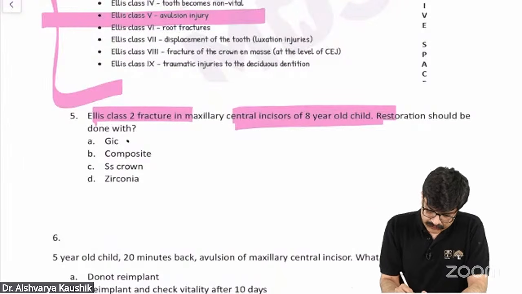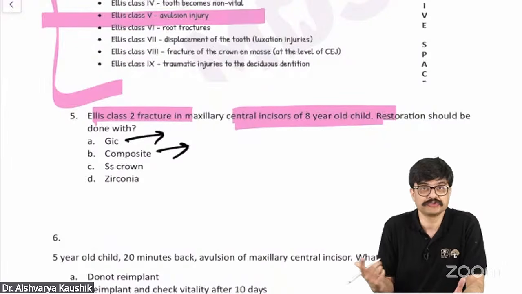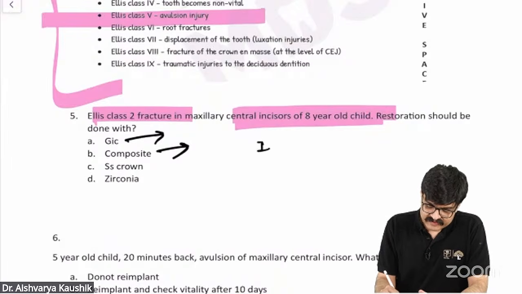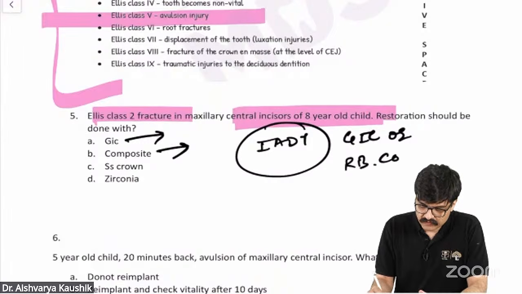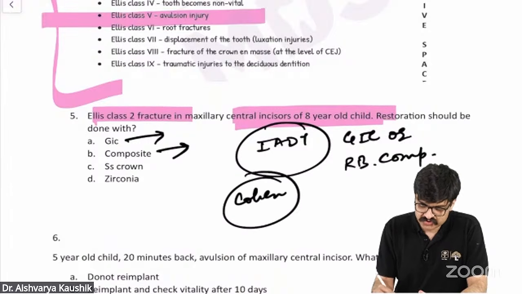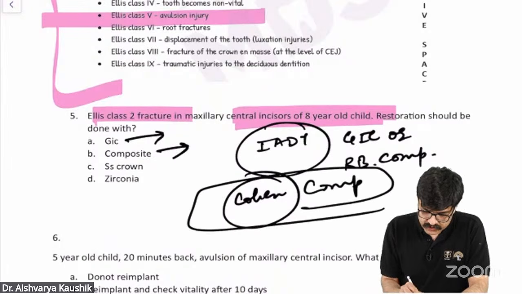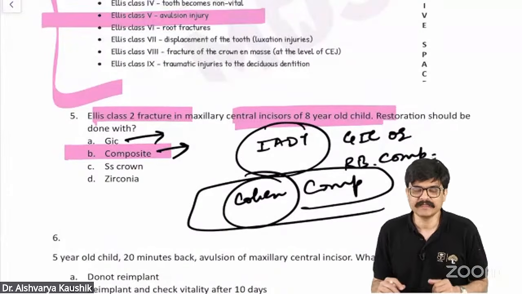Now, the thing is that both GIC and composite are given in the options. What should you go with? Why do I say it's tricky? Because when you see the latest IADT guidelines, they mention both GIC or a resin-based composite, guys. But if you see Cohen, it specifically mentions composite. So if I am to summarize, if I were you, I would go with composite as the answer.